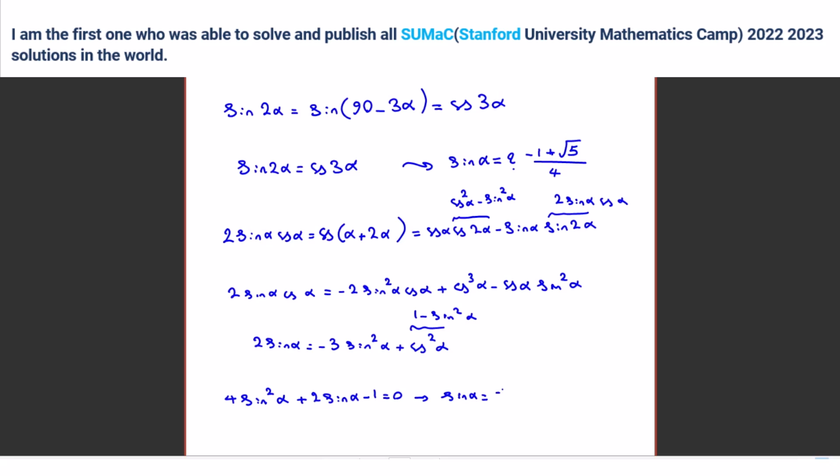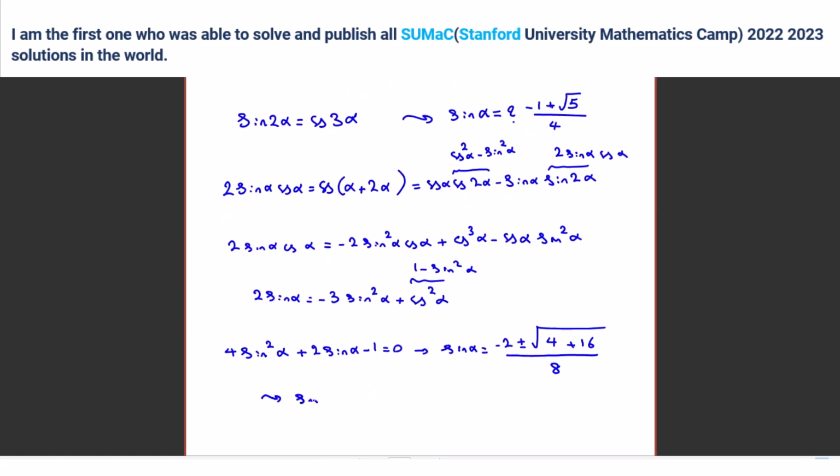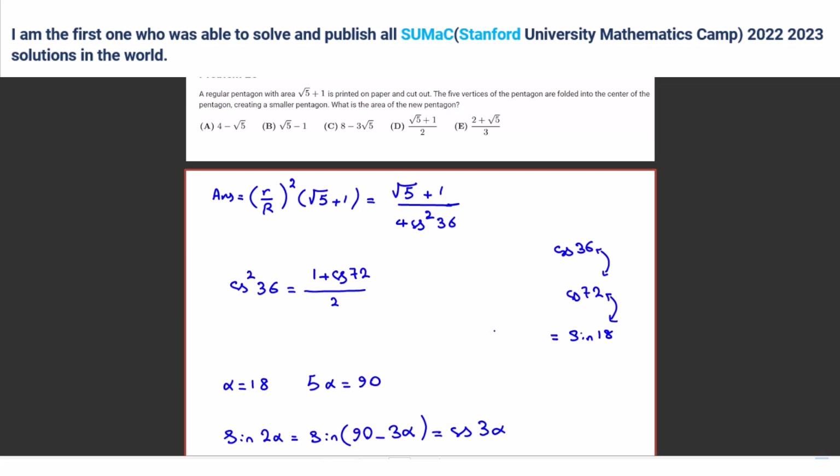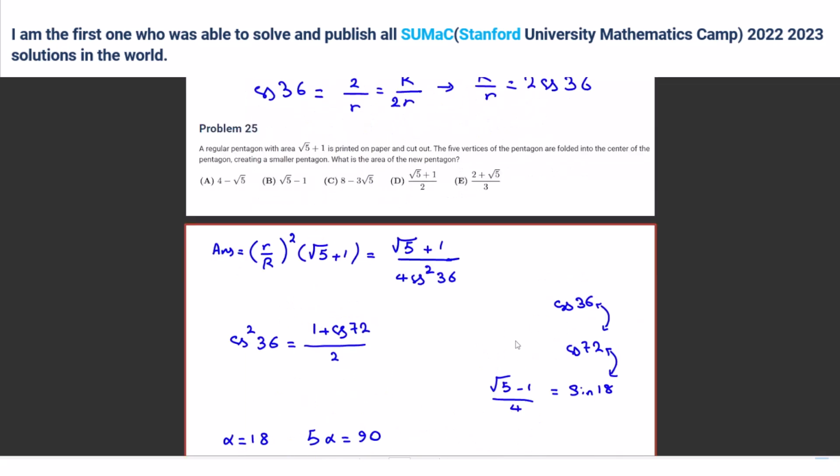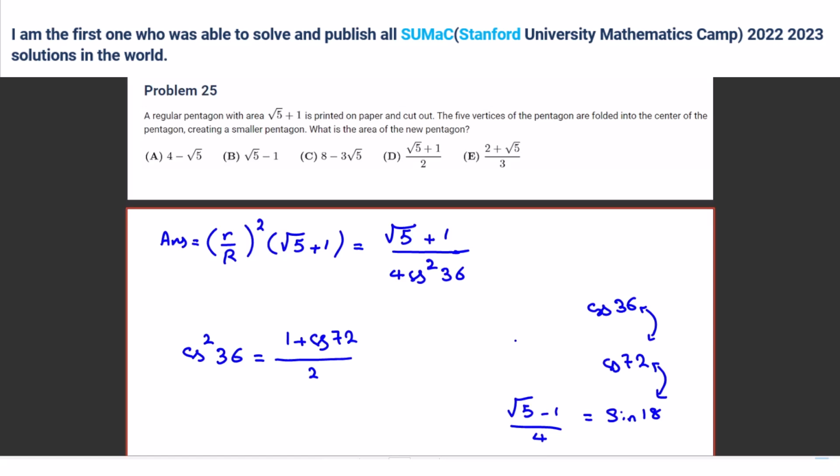So sine alpha, as in the quadratic formula, is equal to minus b plus minus the square root of 4 plus 16, over 8. So sine alpha is equal to negative 1 plus minus root 5 over 4. And because it is positive, sine alpha is root 5 minus 1 over 4. So sine 18 is root 5 minus 1 over 4. Now that you found this, you can find the answer of this problem, and you can memorize this one for other problems, then you can use it quickly. Calculate, what is the answer?